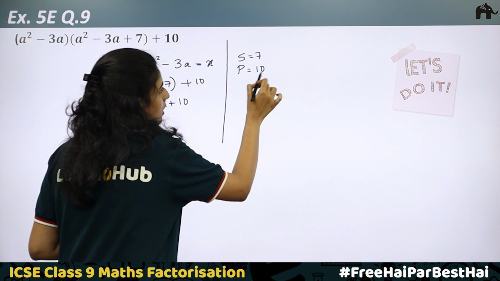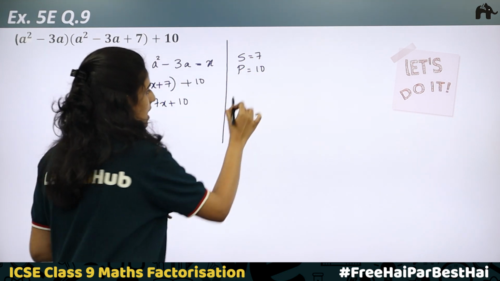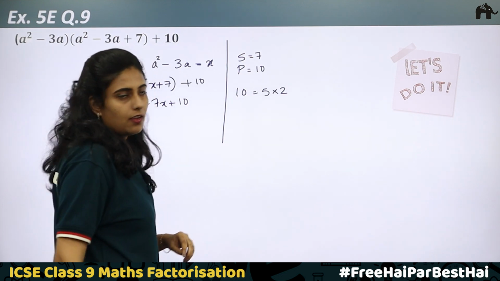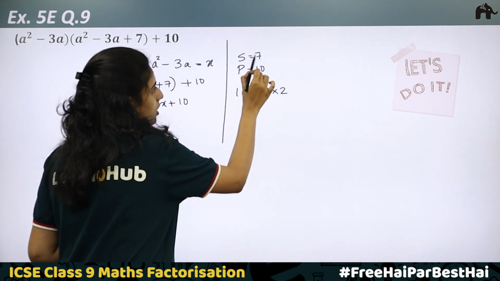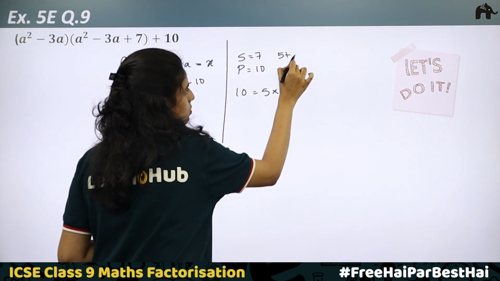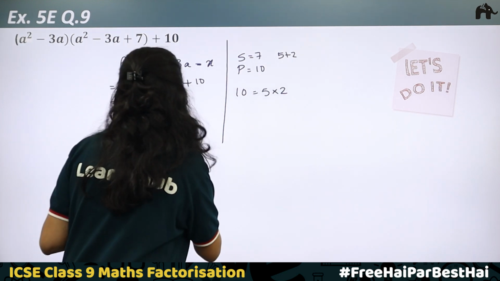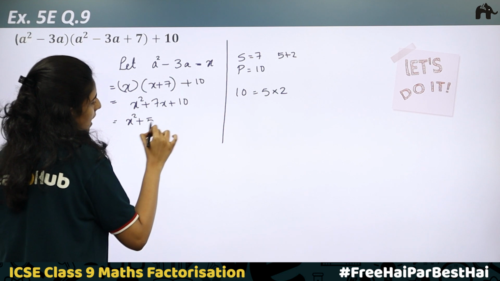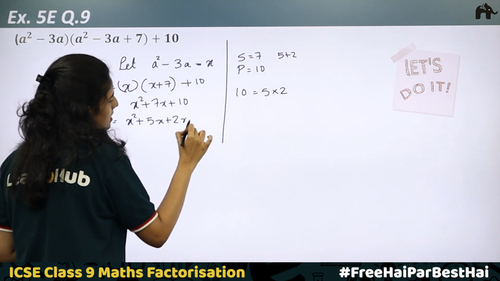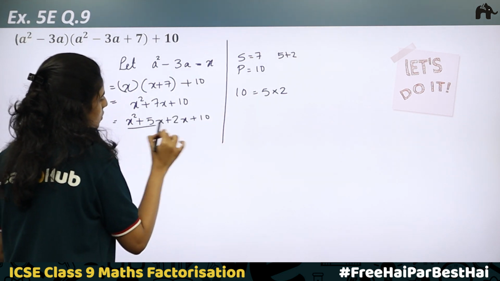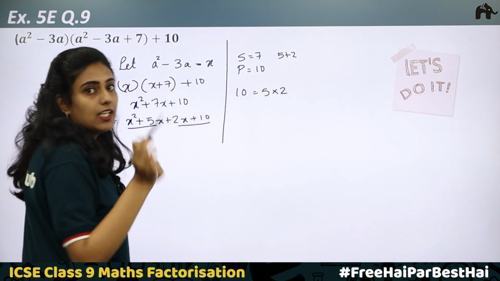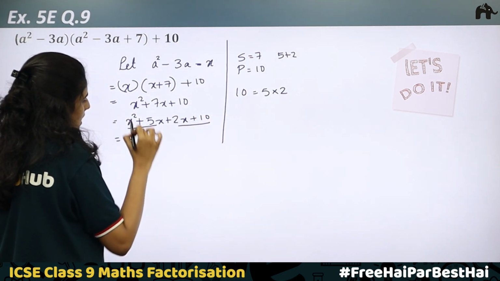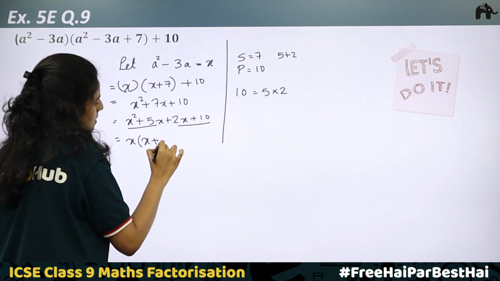Okay, so here to get 10, what is 10? 10 is equal to 5 into 2. Okay, 5 into 2. What about 7? 7 is 5 plus 2. So we can split the middle term, that is 7x: x square plus 5x plus 2x plus 10. Now grouping and taking the common factor outside. So here what is common? x is common. x taken out, remaining we have x plus 5.